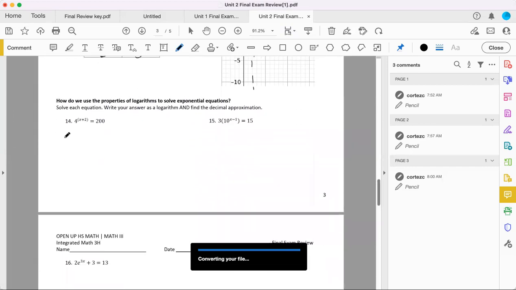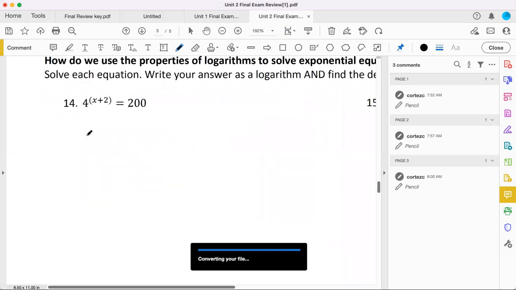You go into log form for these. This is already an exponential form, so send it back. Claiming now that x plus 2 equals log base 4 of 200.